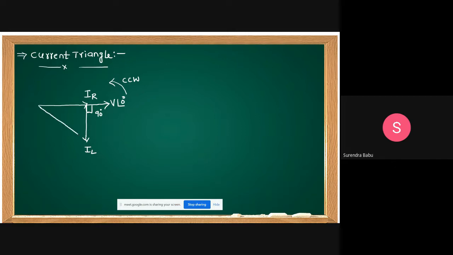See the difference between the series circuit and the parallel circuit. In a series RL circuit, you get this triangle in the upward direction, a reverse triangle. But in a parallel RL circuit, we get the opposite. This is theta. This angle is 90 degrees.